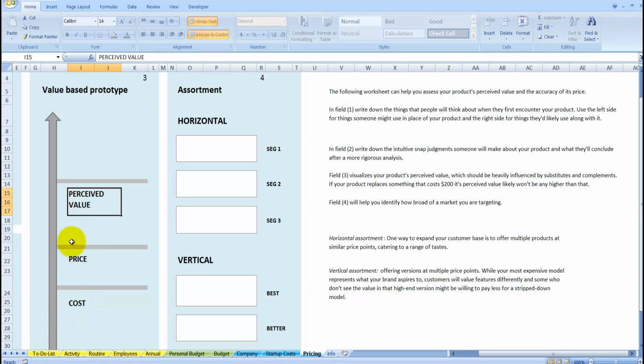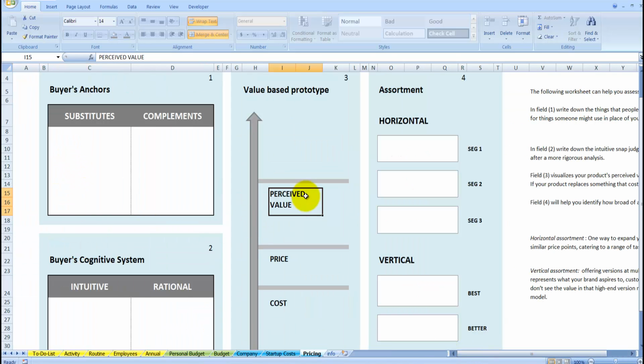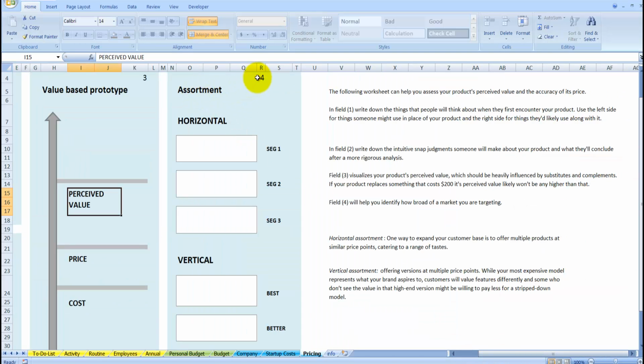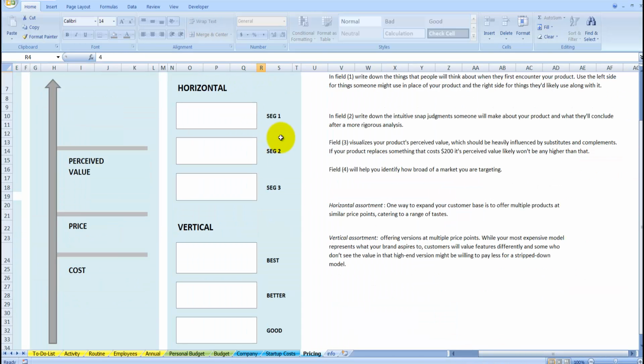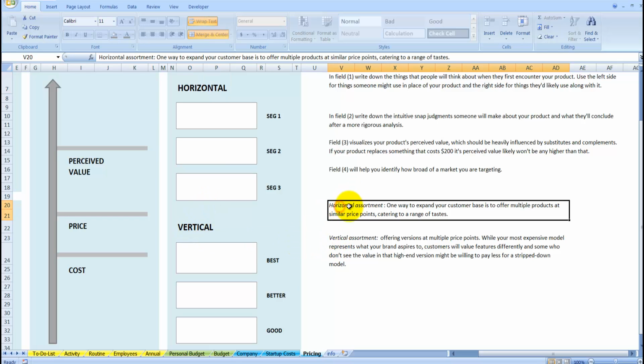So basically all you have to do is make sure that, compared with your competitors, you're not overpricing your products. Okay, so this assortment field number 4 will help you see who you are targeting. There are 2 different segments: the horizontal segment and the vertical segment. Now here it gives a bit more information about each of those segments.